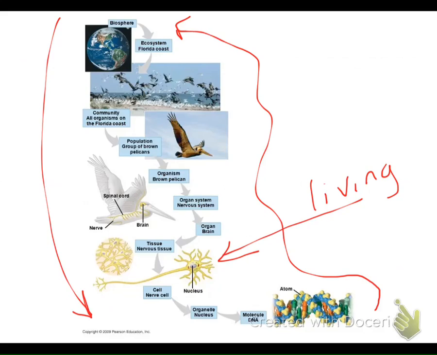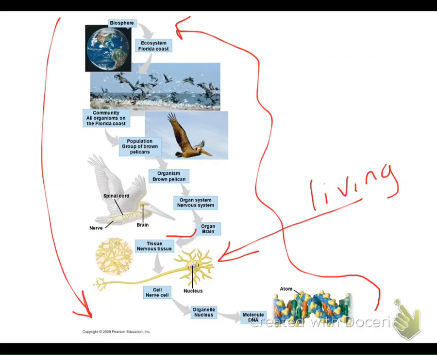We can put cells together to make a tissue. Nervous tissue, muscle tissue, bone tissue. We can then put multiple tissues together to make an organ. Even the brain, you think of just being made of neurons, but that's not the case. There's neurons, there's astrocytes, there's oligodendrocytes, there's blood vessels, all kind of things in the brain as an organ.